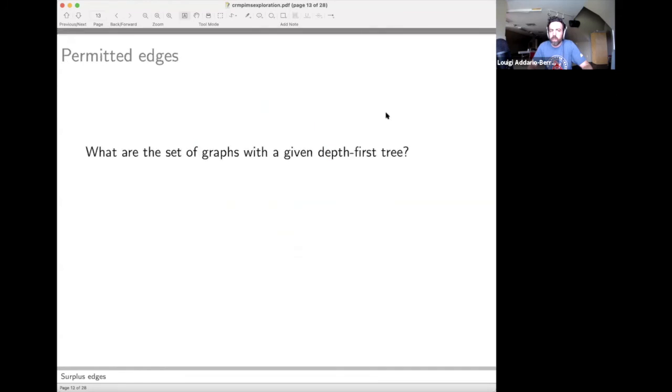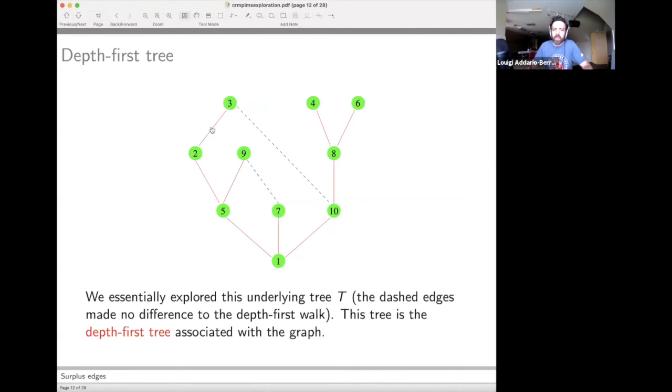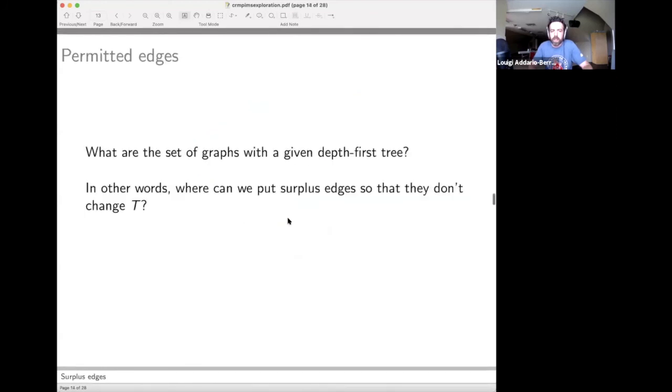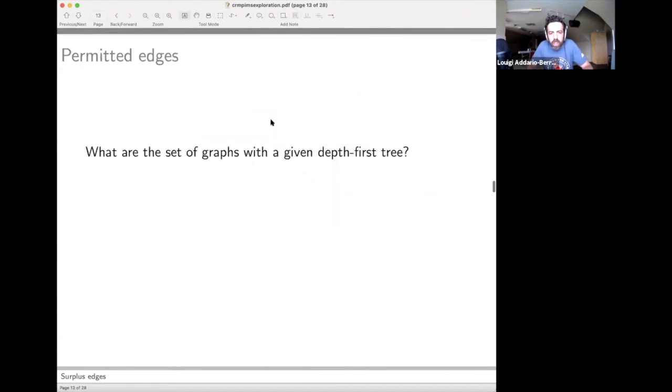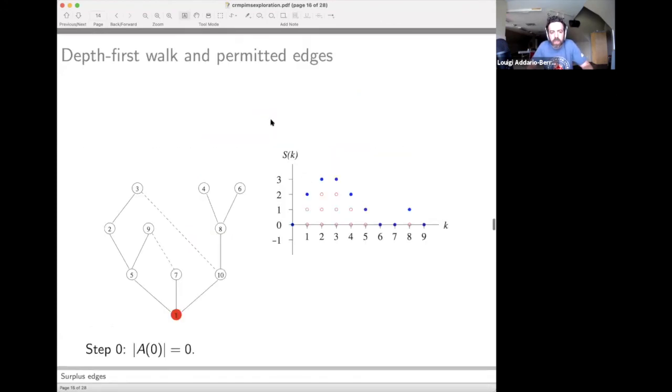Okay, so what is the set of graphs with a given depth first tree? Well, I'll call the edges that we can add permitted edges. We saw in this example that these two edges, between 7 and 9 and 3 and 10, wouldn't change things. They'd be permitted, but what are the other ones?